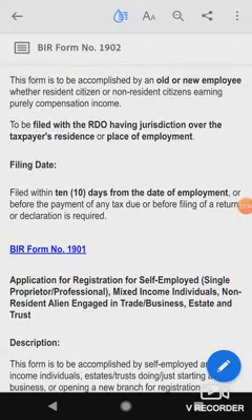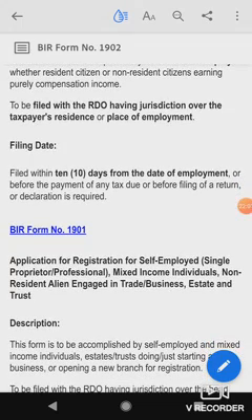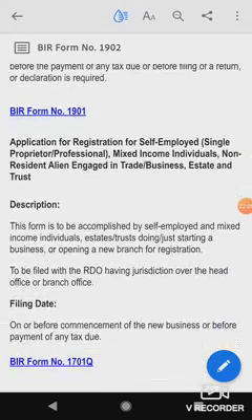The date of filing is within 10 days from the date of employment, or before the payment of any tax due, or before filing of a return or declaration is required.